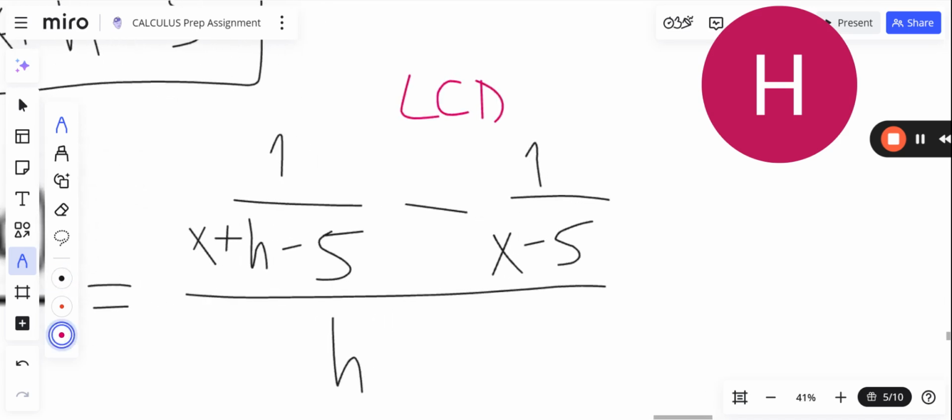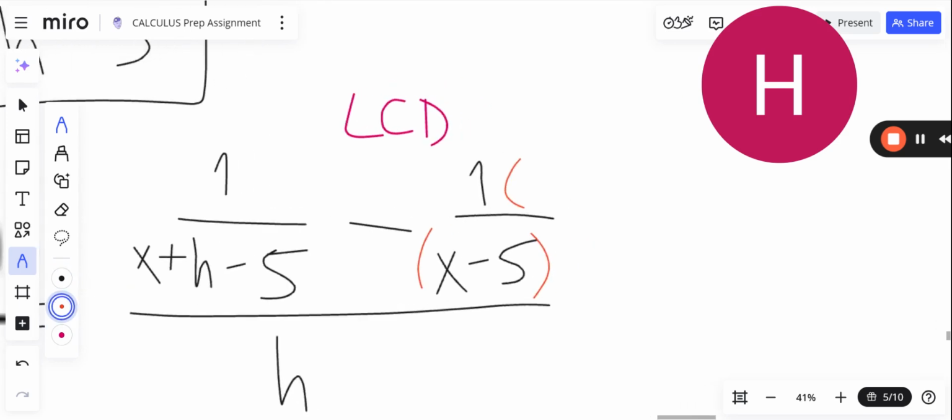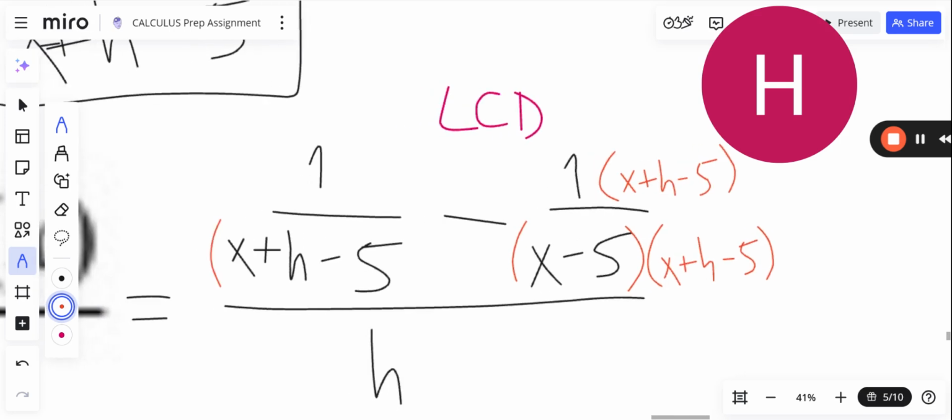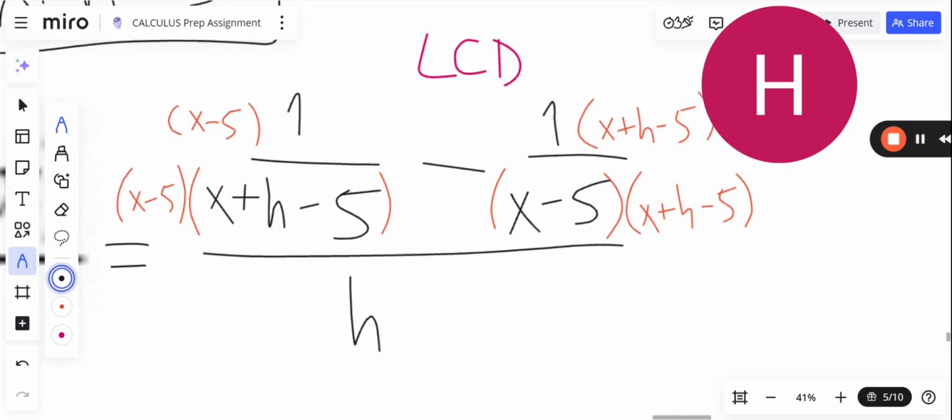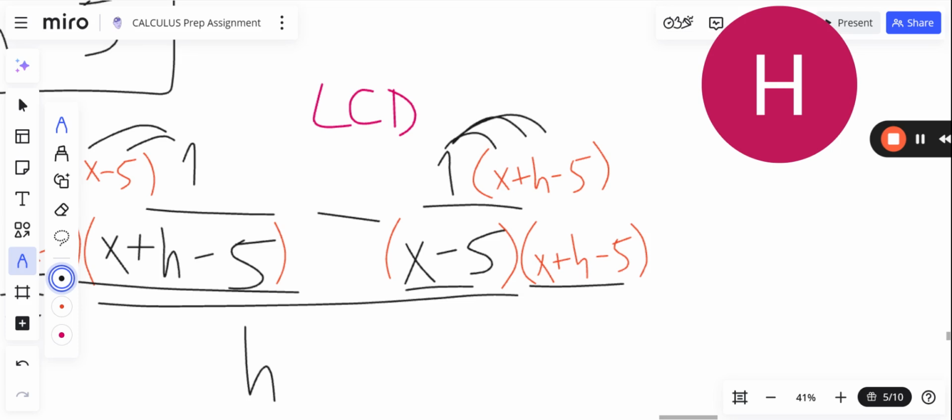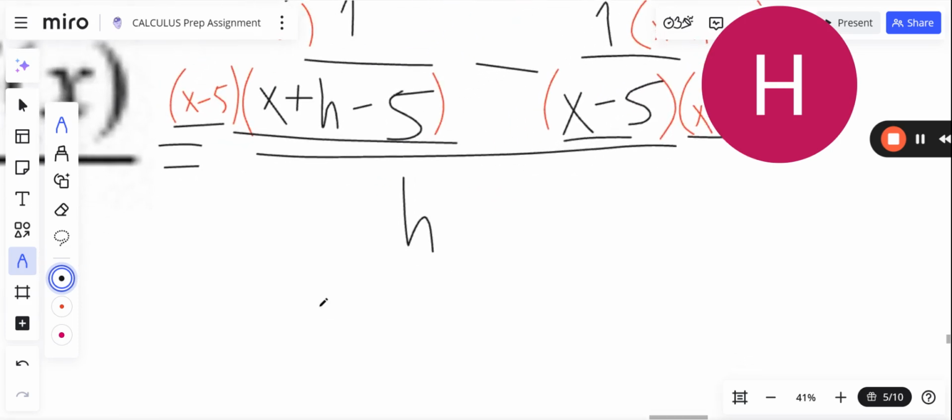We need to get a least common denominator. And the only way to do that is if I multiply this on top and bottom by x plus h minus 5 over x plus h minus 5. And then we multiply this one by x minus 5 over x minus 5. And for now, we're not going to worry about multiplying these two things together. We just accept that they're the same denominator. Now, we do want to distribute on the top. And then we have a negative to worry about as well. So let's just clean that up a little bit.